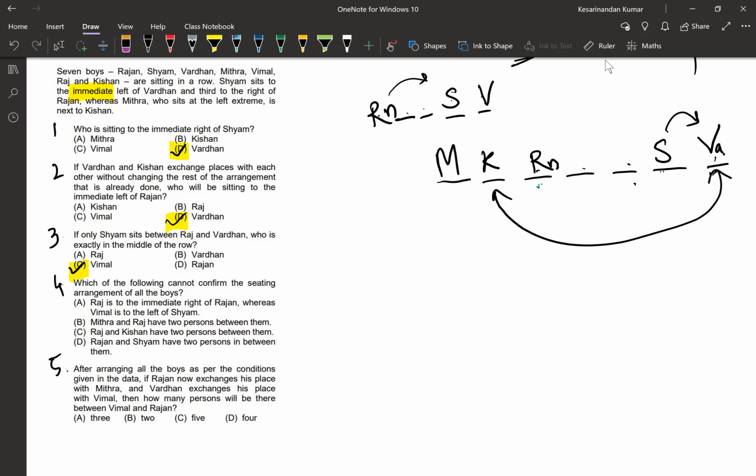Mitra and Raj have two persons between them. Perfect. Then this will be VI. So even this, from this I can confirm, so this won't work.